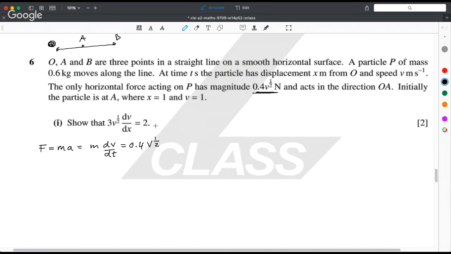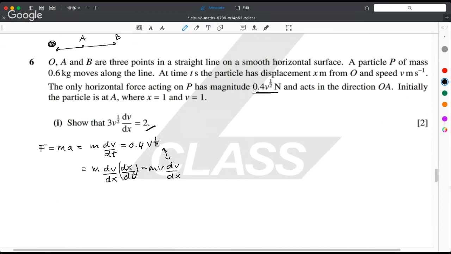But if you look at the question, we're looking for a relationship between v and x. So we're going to use the chain rule. This is going to be dv/dx times dx/dt, and you realize that dx/dt is just v. So this is mv dv/dx. So these two things are equal.